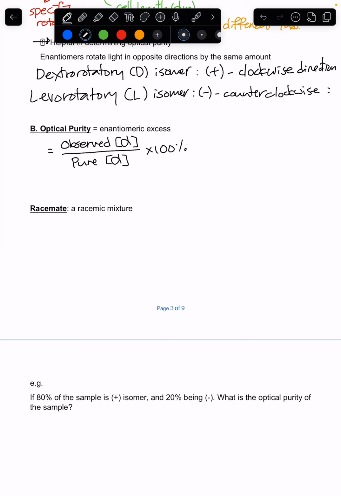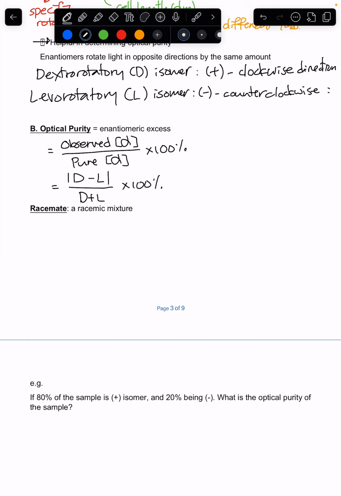So if you have 100% pure material on your hand, these two values would be the same, so therefore you have 100% optical purity. That means it's 100% pure enantiomer. You don't have any of the other enantiomer contaminating it. Okay, this is really the same as the absolute value of one isomer minus the other one, the difference, divided by the total of the two isomers in a particular sample.